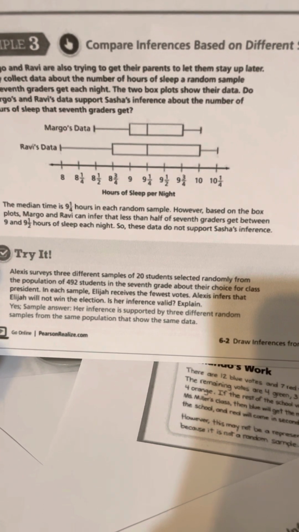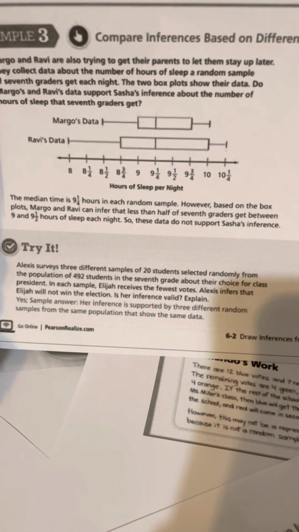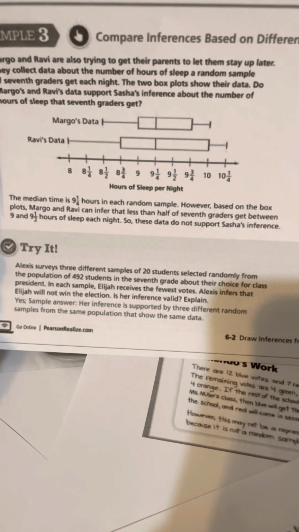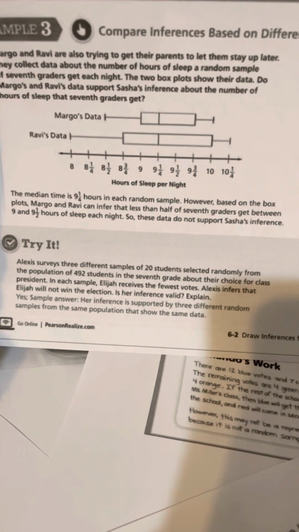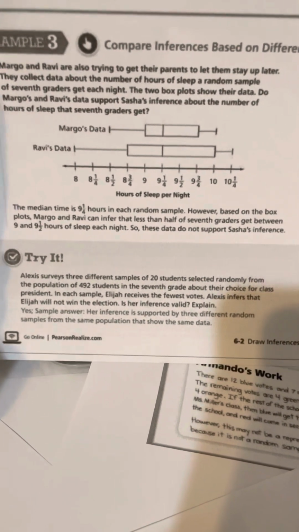Yes, her inference is supported by 3 different random samples from the same population that show the same data. So that means if it's 3 different samples from the same population that show the same data, then obviously her inference is going to be supported or valid.